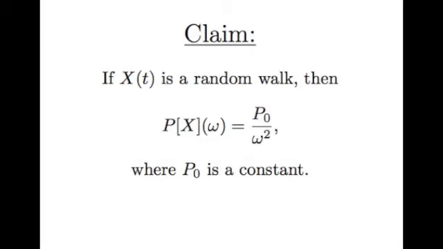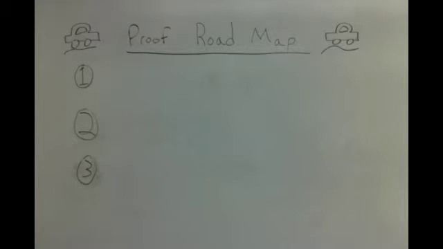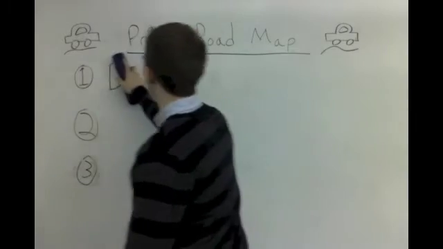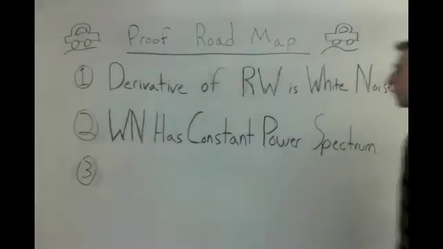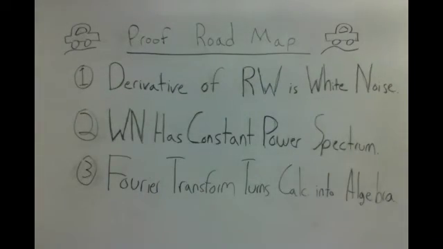In this notation, the P with the square brackets around x indicates the power spectrum of x. We use omega to denote frequency. We will show that the power spectrum of a random walk decreases as 1 over frequency squared. The proof relies on 3 key ideas which I will develop subsequently: that the derivative of a random walk is white noise, that white noise has a constant power spectrum, and that the Fourier transformation, in some sense, turns calculus into algebra.